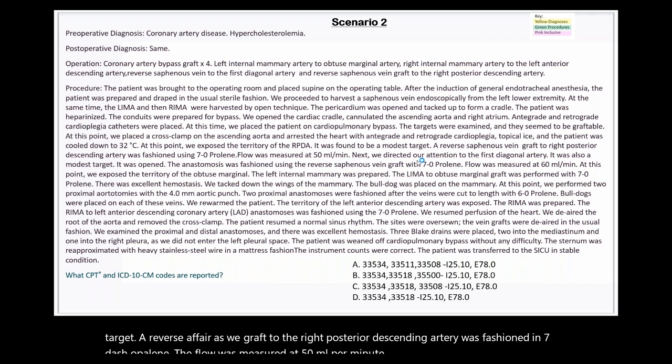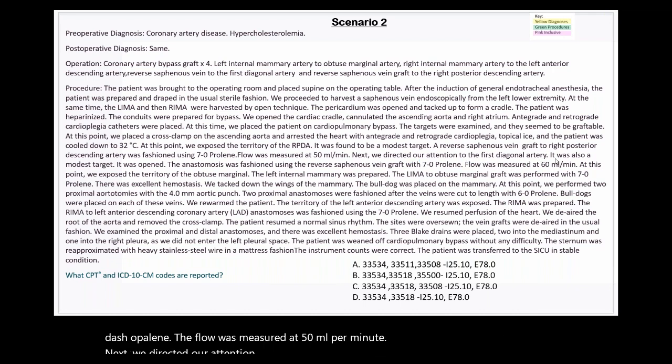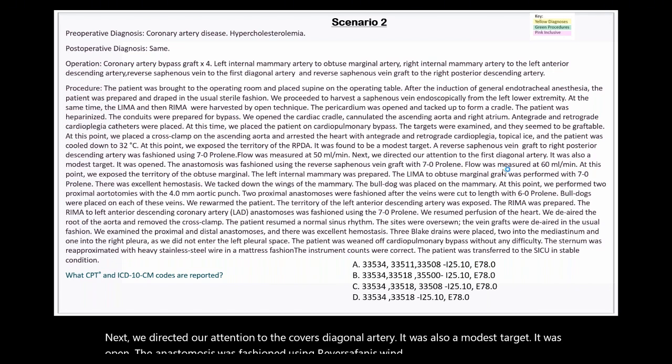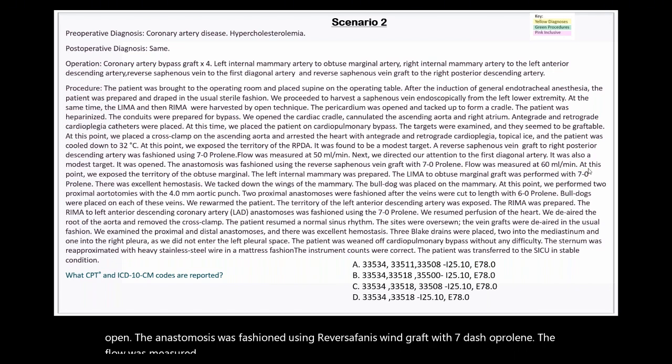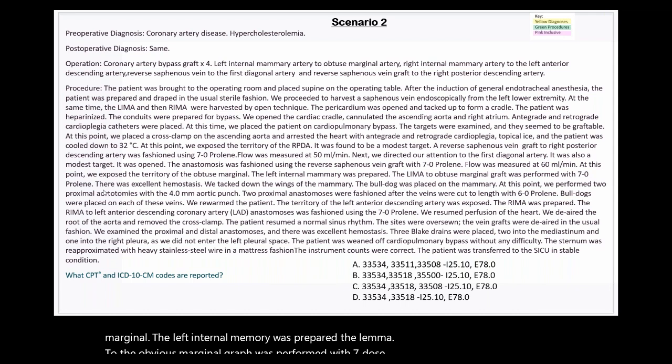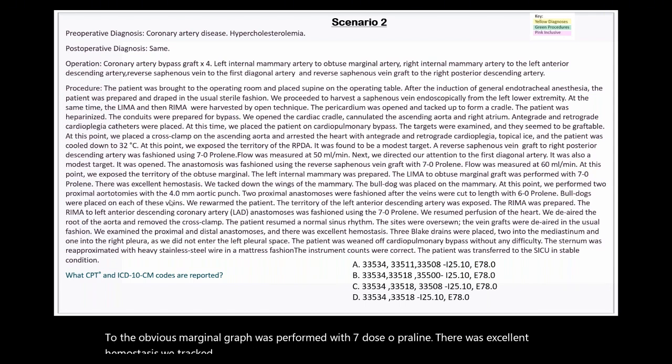Next, we directed our attention to the left diagonal artery. It was also a modest target. It was opened. The anastomosis was fashioned using a reverse saphenous vein graft with 7-0 Prolene. The flow was measured at 60 ml per minute. At this point, we exposed the territory of the obtuse marginal. The left internal mammary was prepared. The LIMA to the obtuse marginal graft was performed with 7-0 Prolene. There was excellent hemostasis. We tacked down the wing of the mammary.